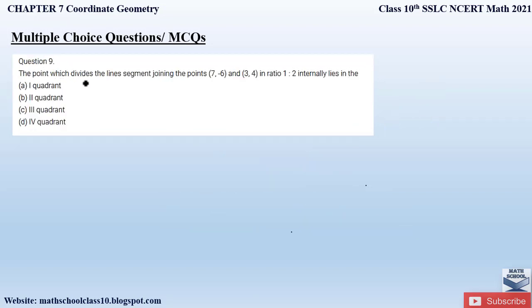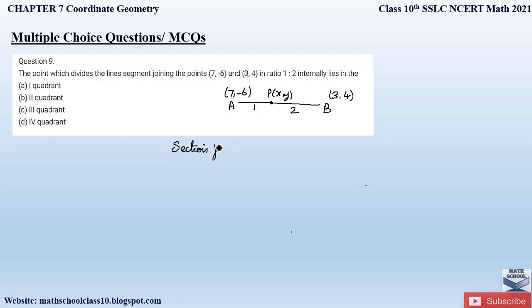Question number 9. The point which divides the line segment joining the points (7, minus 6) and (3, 4) in the ratio 1:2 internally lies in which quadrant? So here they are saying that there is a line segment AB whose coordinates are given, that is (7, minus 6) and (3, 4). And they're saying that there is a point P which divides this line segment in the ratio 1:2. So we have to find out this point P, and also in which quadrant this point P lies. By now you must have known that here we have to apply the section formula, right?